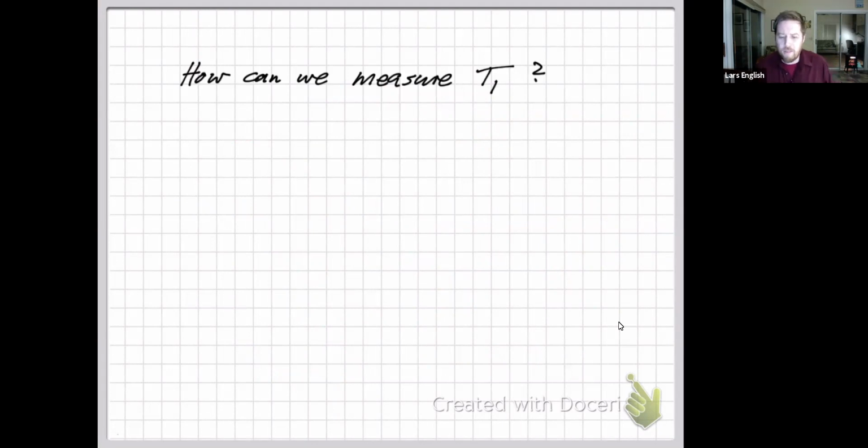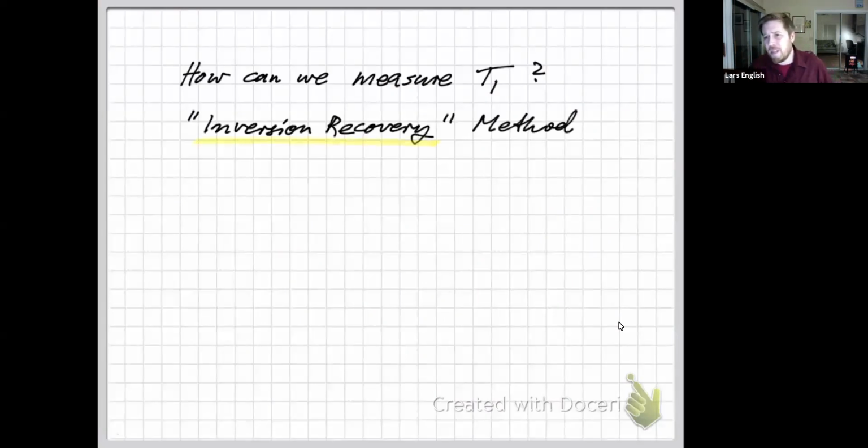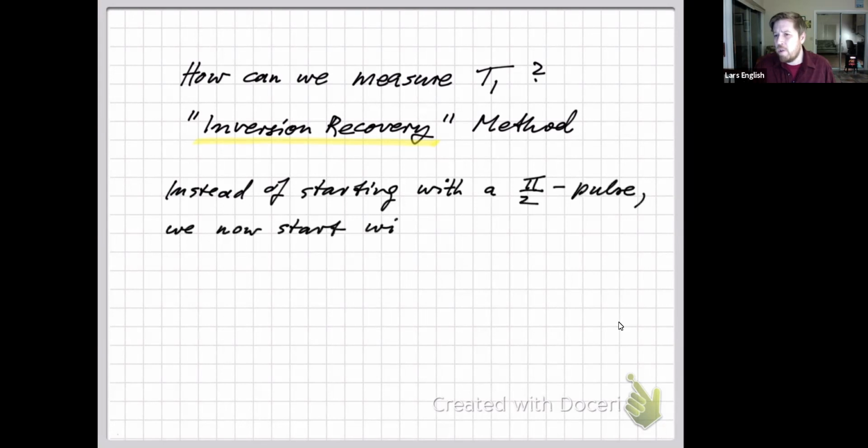All right, so the question then is, experimentally, how can we measure T1? How can we actually even establish it as an independent process from the other two? Well, there's a fairly clever method here that's called the inversion recovery method, one that we will also do experimentally. Instead of starting here with a pi/2 pulse to get things going, here we now start with a pi pulse.